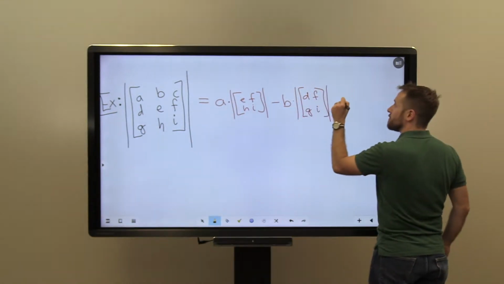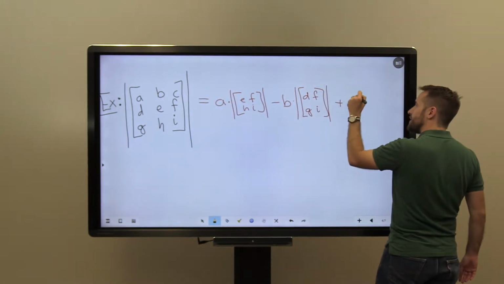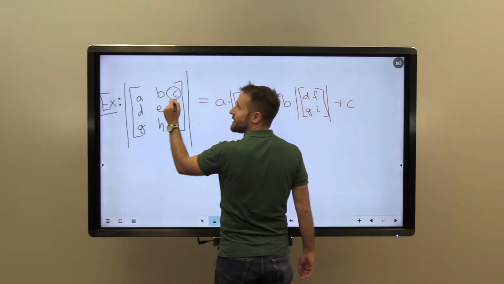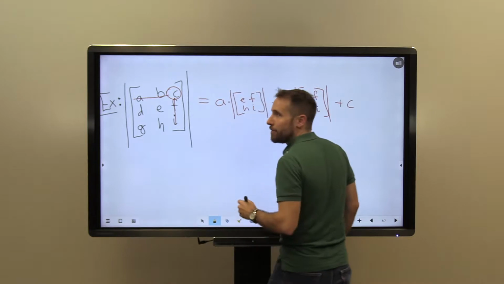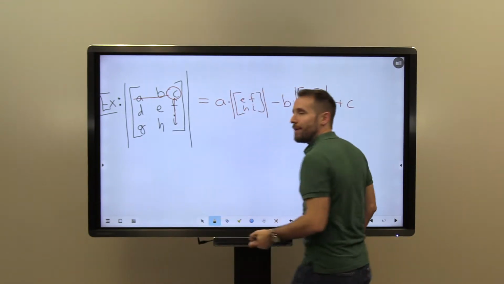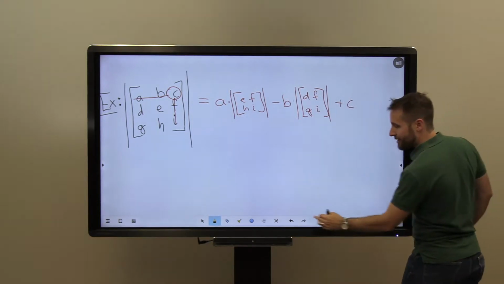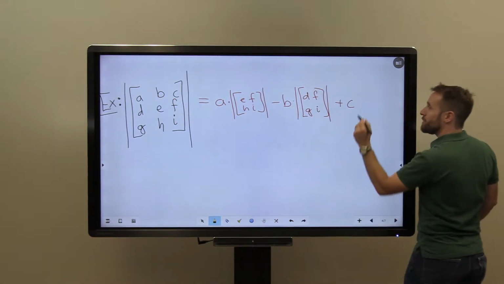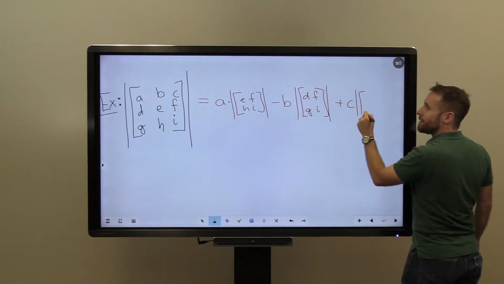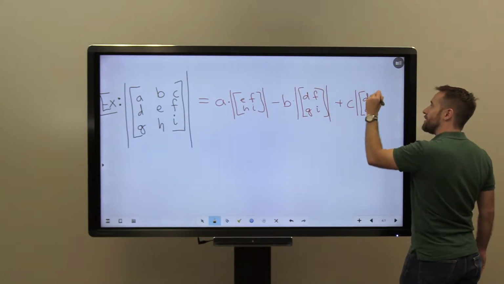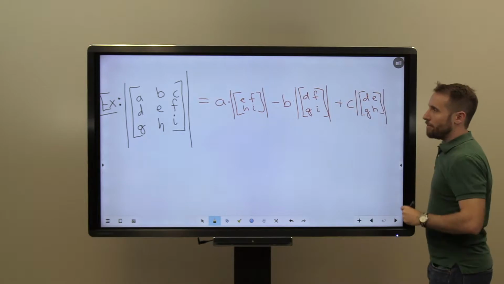All right, so it was A times that determinant minus B times this determinant, and then finally it will be plus C times the last determinant. So one more time, we'll take this entry, cross out those, and then we'll have this smaller 2 by 2 matrix, and we'll take its determinant. So this will become C times the determinant of D, E, G, H, right?